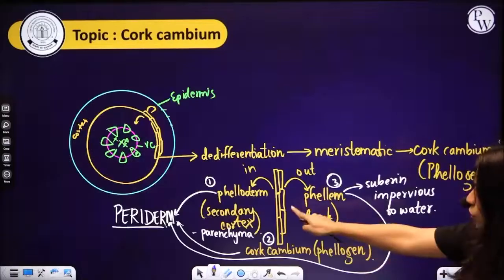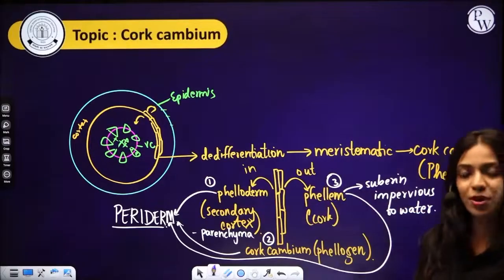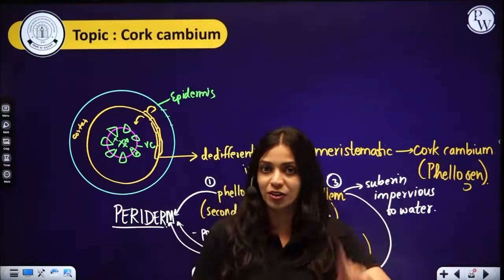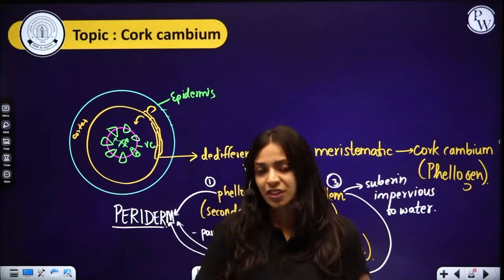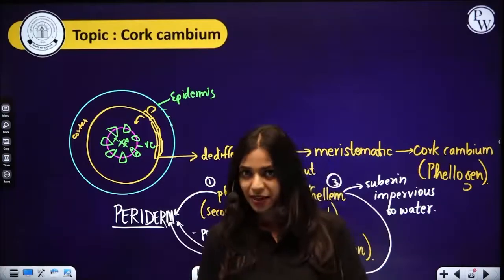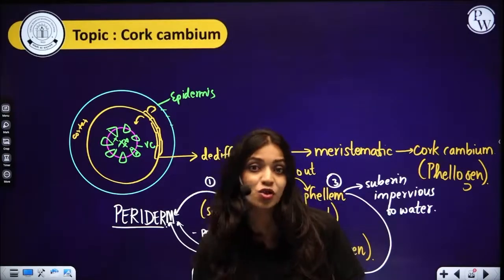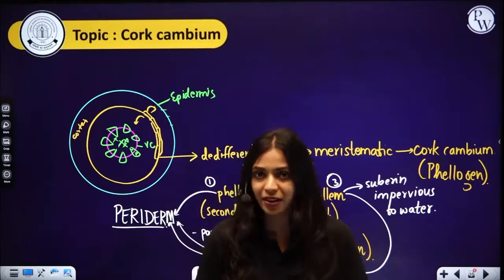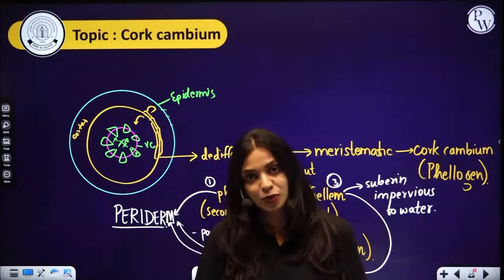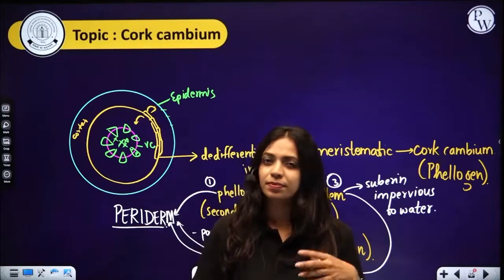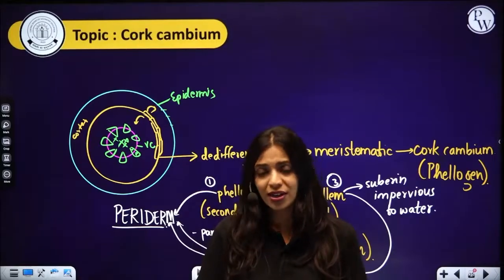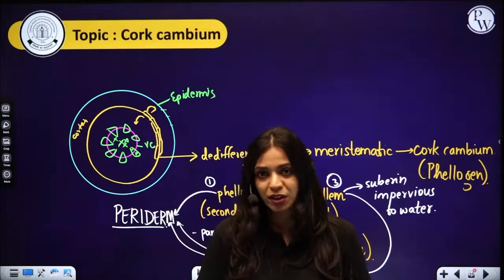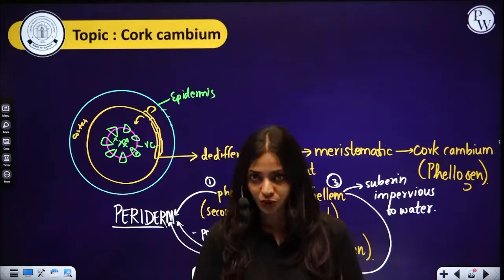I hope you've understood what I explained here about the cork cambium. Cork cambium is entirely produced by dedifferentiation of parenchyma in the cortex. It will divide and cut off cells towards the inside as well as outside. Whatever cells it cuts off inside is called the phelloderm or secondary cortex. It is parenchymatous in nature. Whatever it cuts off towards the outside is cork cells, also called phellem. These cells are very thick walled. They have suberin in their wall and they are impervious to water.